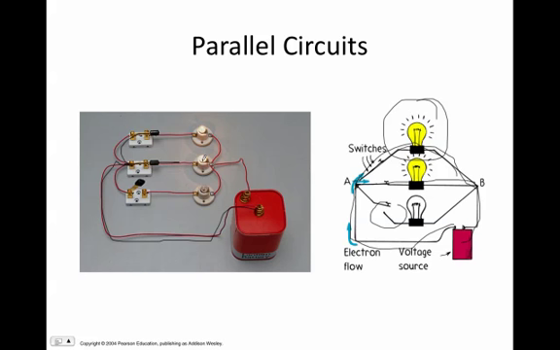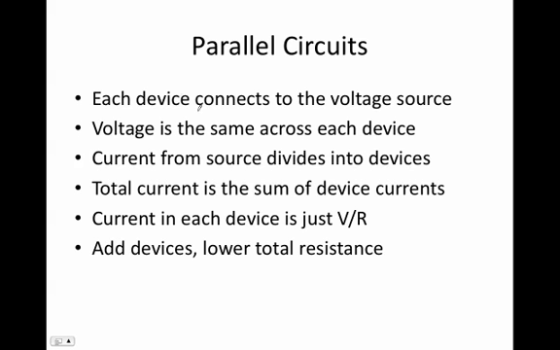Now, unlike series circuits, the resistance, these bulbs, which act to slow down the electrons, work independently of each other along here. And we'll get more into how we calculate that later on. So in summary, each device connects to the voltage source. The voltage is the same across. The current from the sources isn't summed up. And we'll find out mathematically using Kirchhoff's law how we will find that.